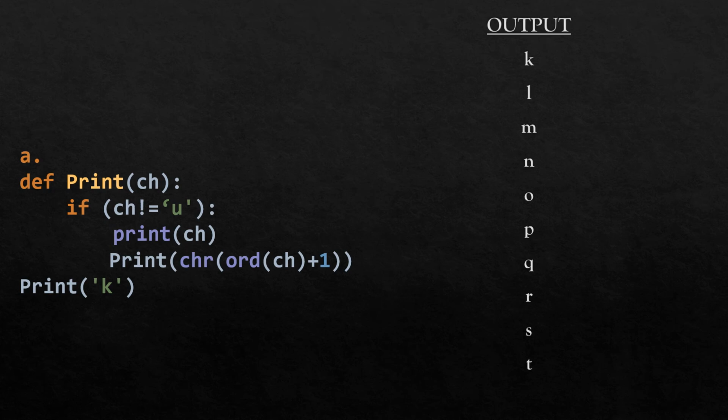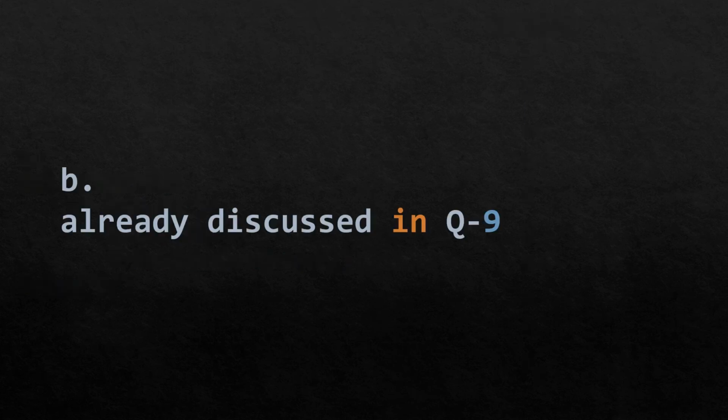So it will print all the characters k, l, m, n, o, p till it reaches u. Before it reaches u, it will stop. That means it will print till t. The next piece of code is the same as the code present in question number 9, which is already discussed.